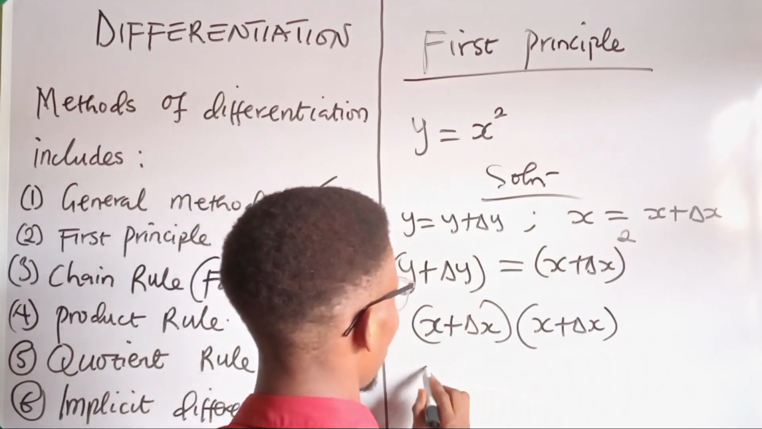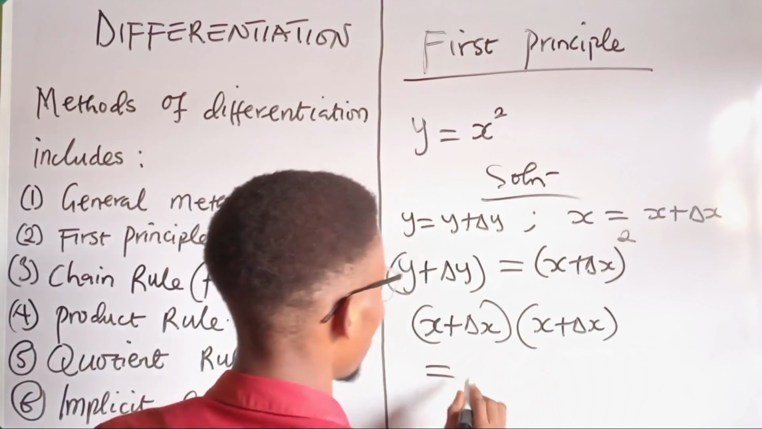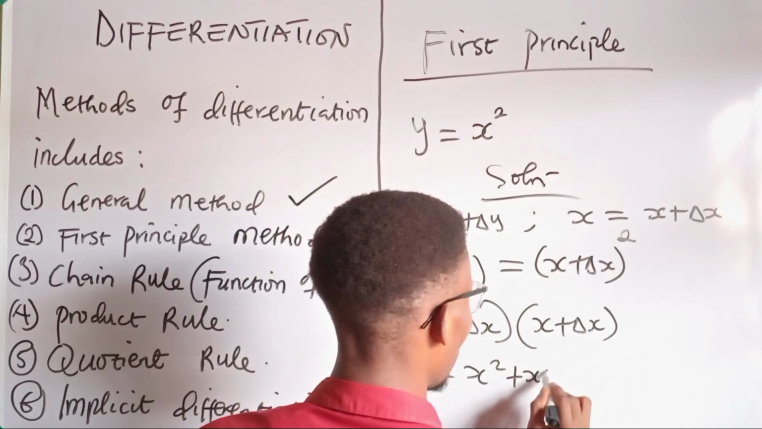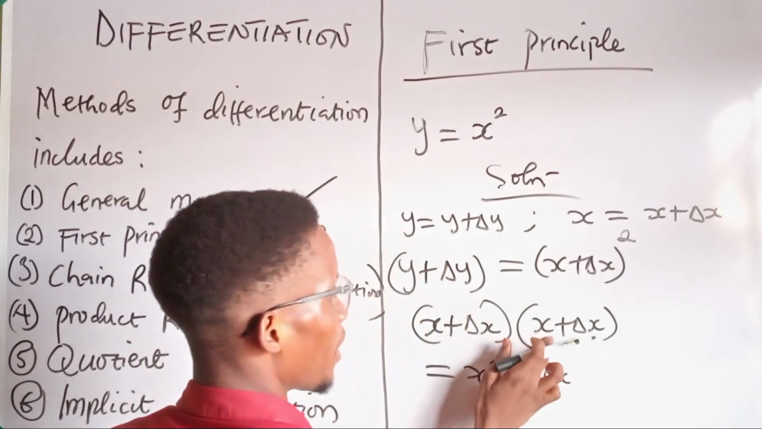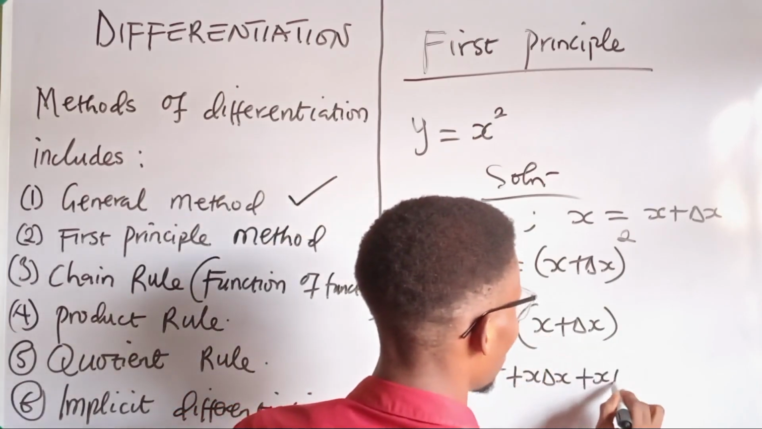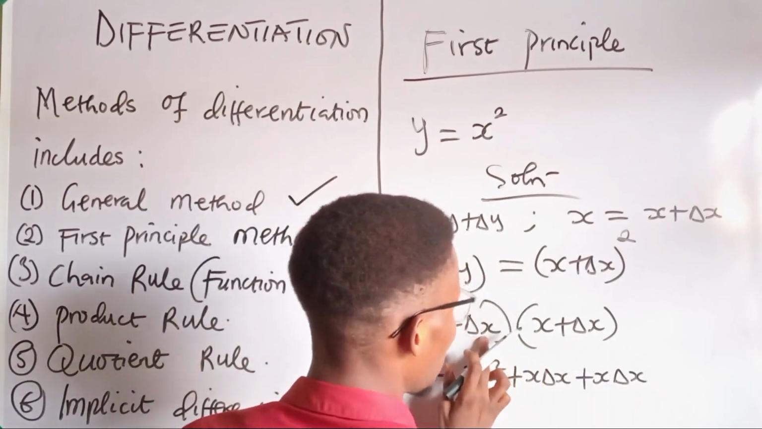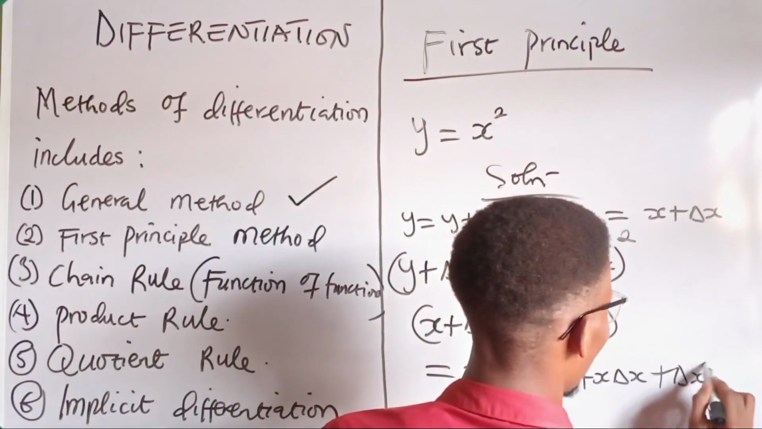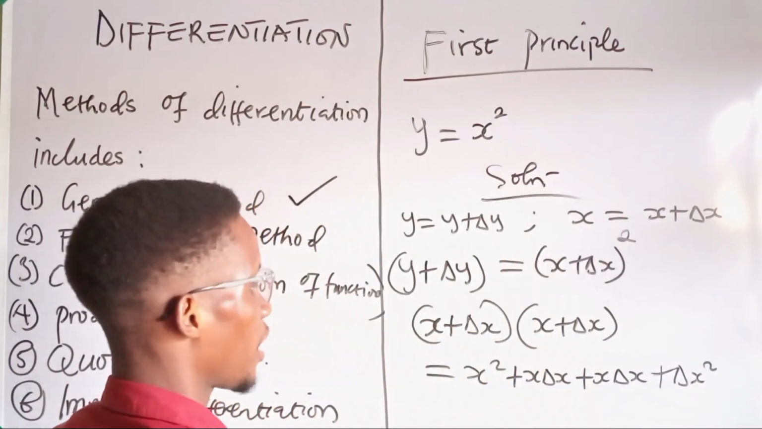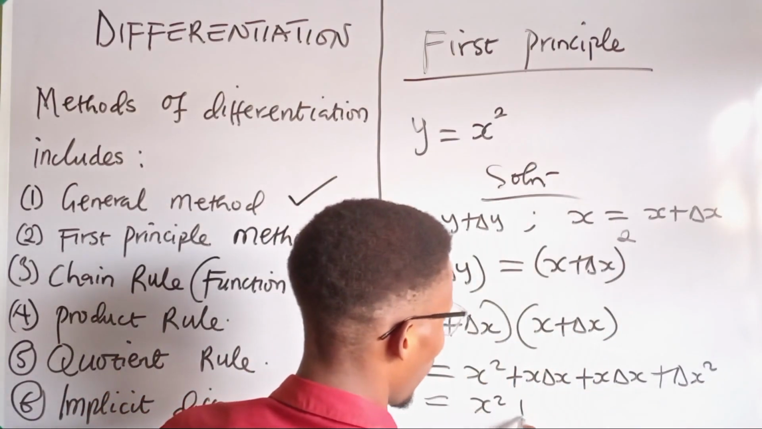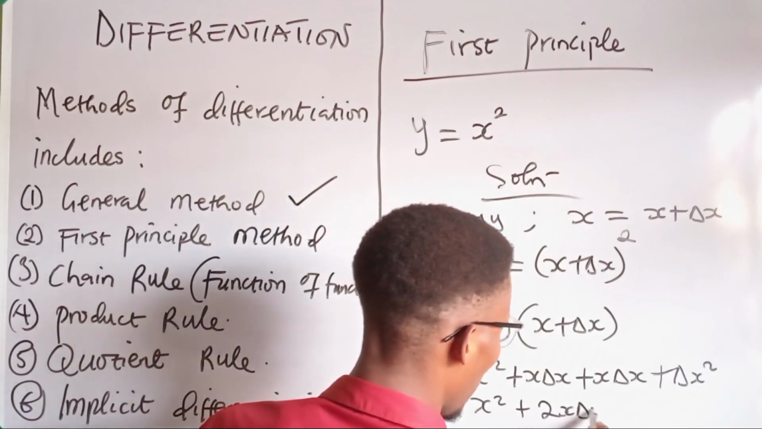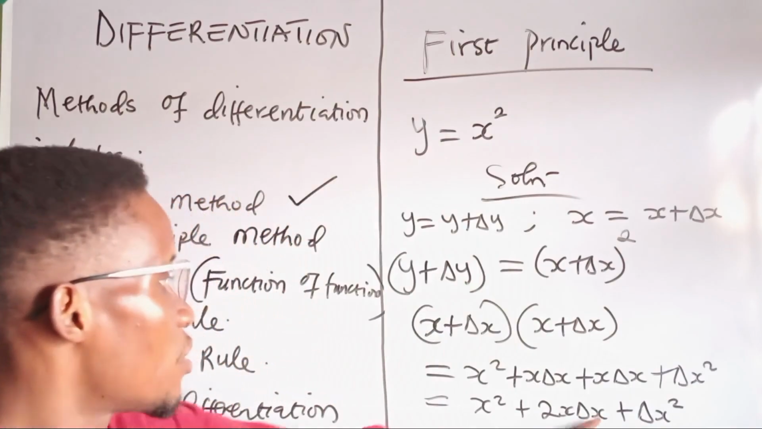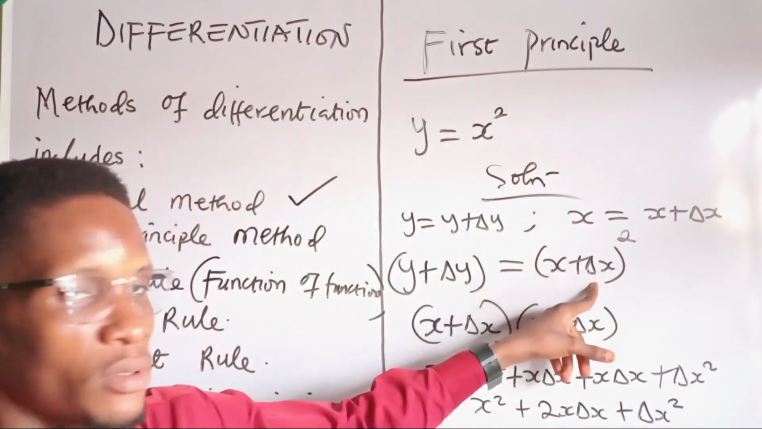This gives us s multiplied by s is s squared. S multiplied by change in s is s change in s. Then change in s multiplied by s is s change in s. Then change in s multiplied by change in s will give us change in s squared. Adding these together, you have s squared plus 2s change in s plus change in s squared. So this is the product we got.